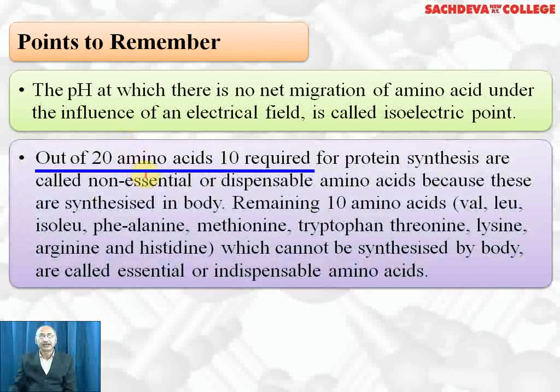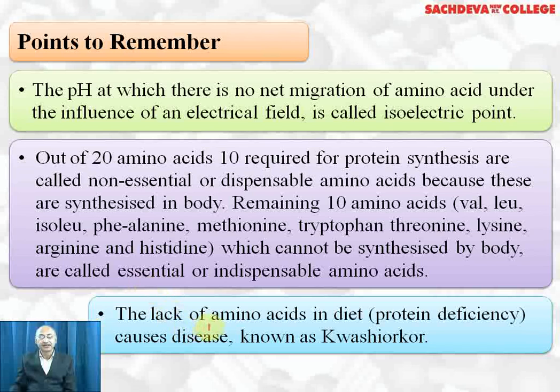Out of 20 amino acids, 10 required for protein synthesis are called non-essential or dispensable amino acids because these are already synthesized in our body. Whereas the remaining 10 amino acids like valine, leucine, isoleucine, phenylalanine, methionine, tryptophan, threonine, lysine, arginine, and histidine, which cannot be synthesized in our body, are called essential or indispensable amino acids. They must be part of our diet. Their deficiency may lead to various diseases, and it also suppresses the growth and development of the body.